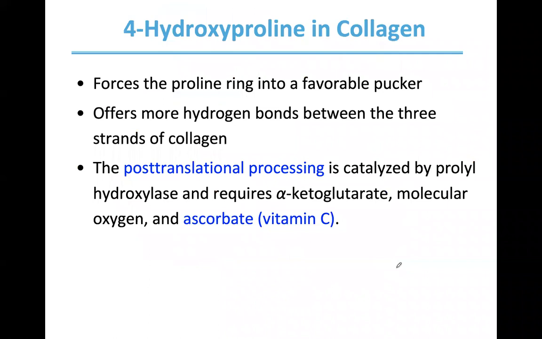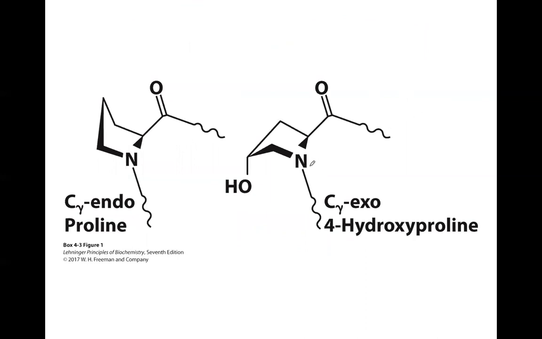Now, this 4-hydroxyproline in collagen is very important. The reason is that it forces the proline ring into a favorable pucker. If you go to the next slide, you can see proline without the hydroxy group shown right here, and it's known as endo, because this carbon and this carbonyl are close to each other. Remember, endo is on the same side.